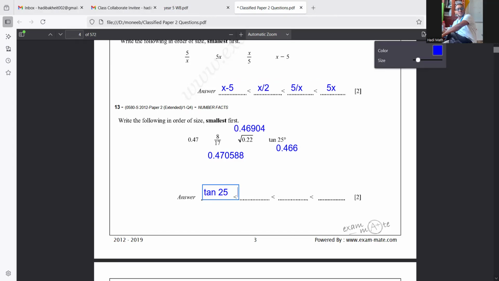The second one is the square root of 0.22. Okay, then the third one, after you write this one, you write the square root of 0 point.